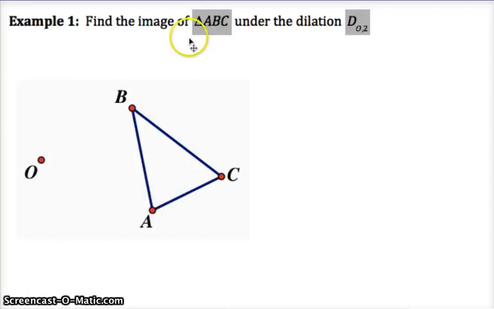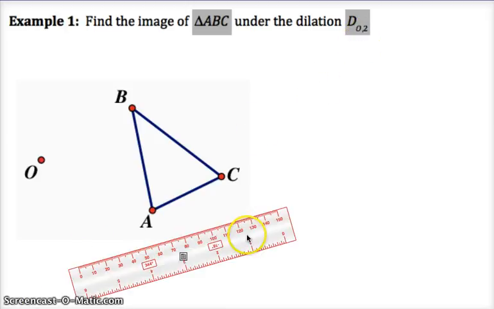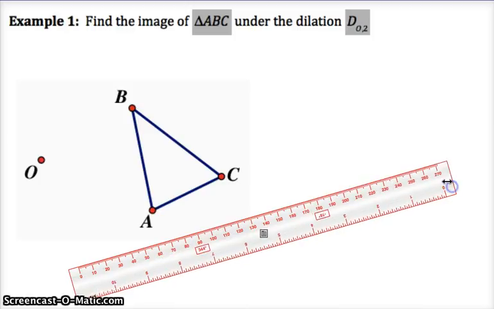Okay, so find the image of triangle ABC under the dilation D, center O, scale factor 2. I'm going to need my ruler. Okay, I wish it was longer. Can I make it longer? Oh, I can. Sweet. Just do that with your ruler.